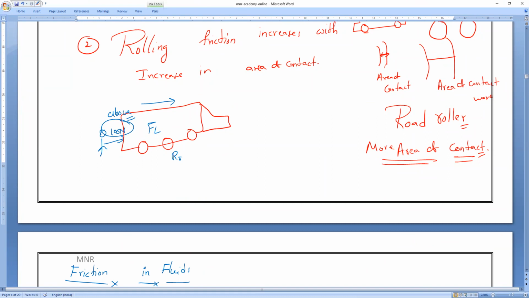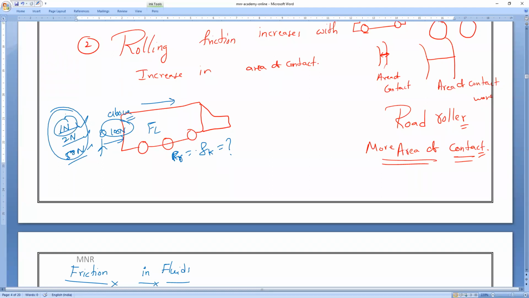If it is rolling, I can find the rolling friction. If it is sliding, I can find the sliding friction, that is kinetic friction. But static friction means what? Maybe I apply 1 Newton force, 2 Newton force, 50 Newton force, whatever it is, everything is called static friction. Do you understand it? Yes, sir.